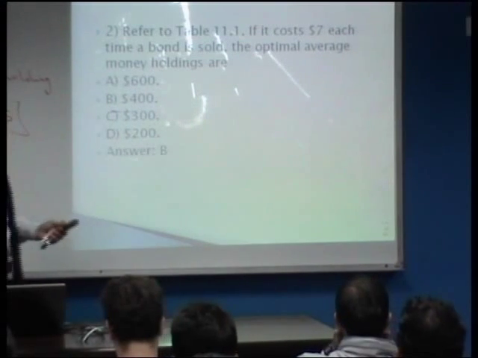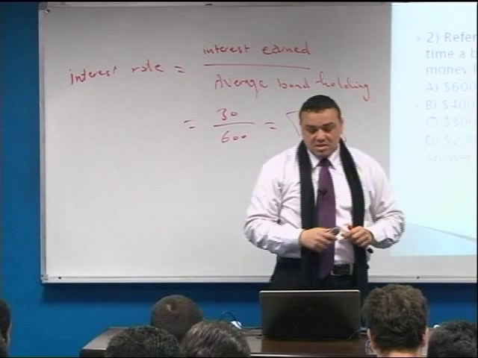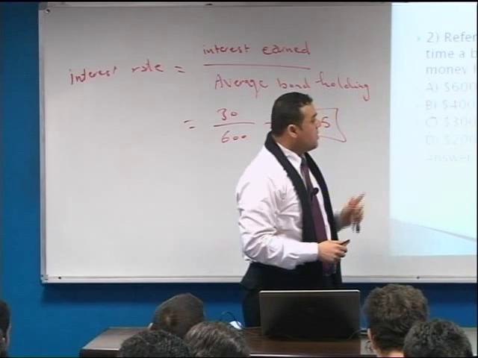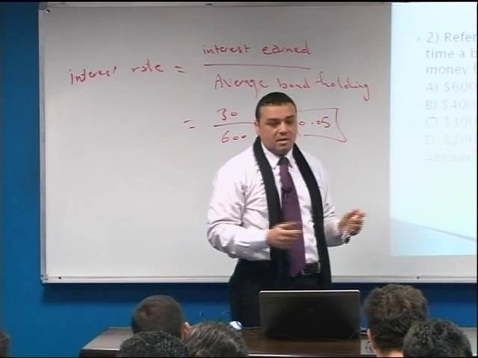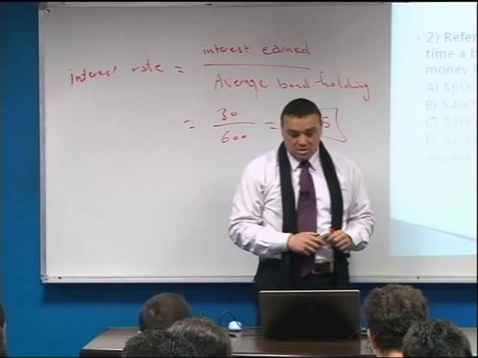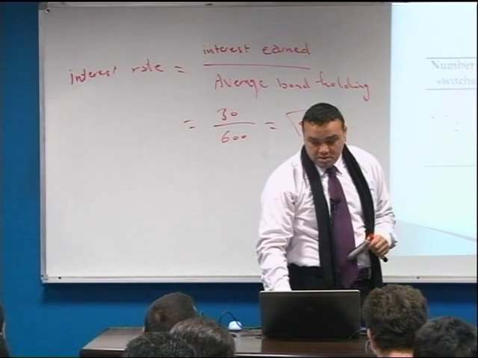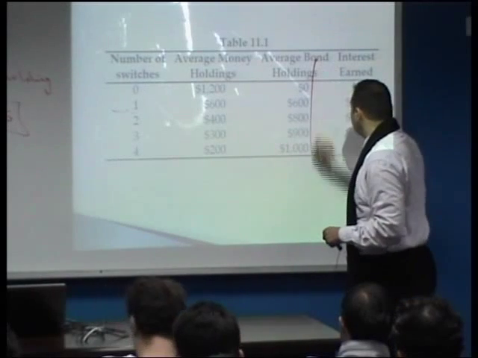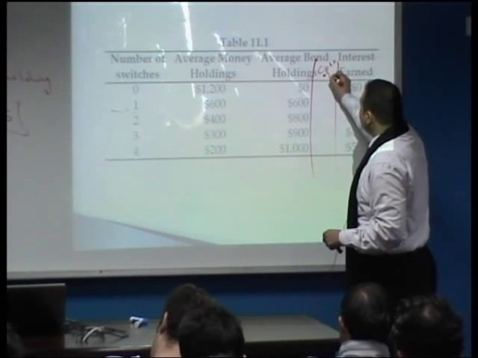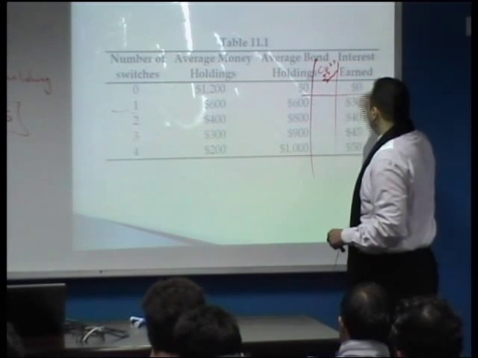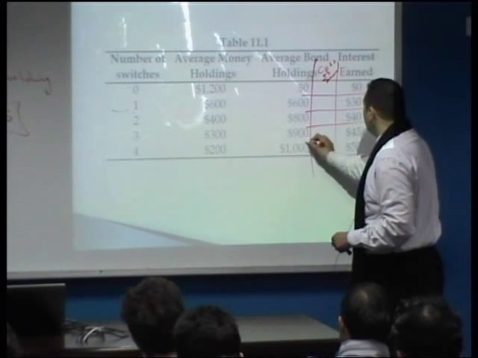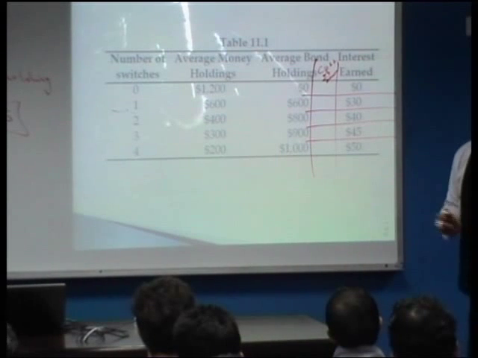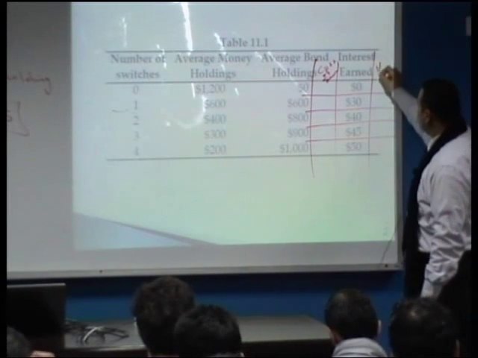So let's come back to the exercise, refer to the table. If the cost is $7 each time a bond is sold, the optimal average money holding is how much? This is the question. So we have to change the cost of switches, and we have to determine the new optimal balance. Right? Exactly. We have to calculate the new net profits.